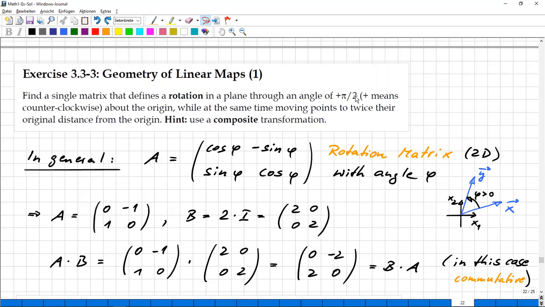And then also at the same time, all the points or the vector arrows, you know what I mean, should be moved to twice their original distance from the origin. So that's like you combine a rotation with a scaling. That's all it means, with a simple linear scaling. And then the hint is to use a composite transformation.